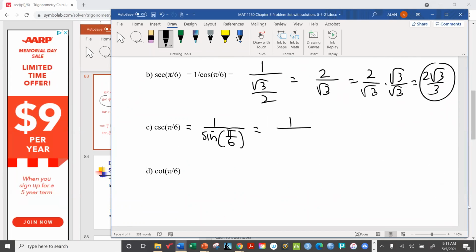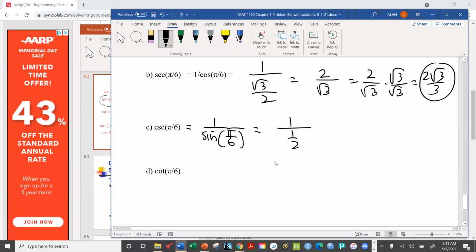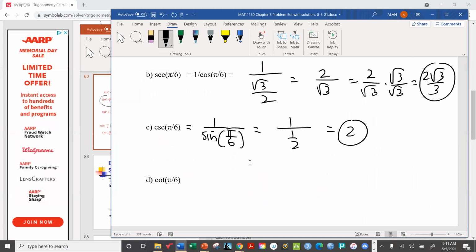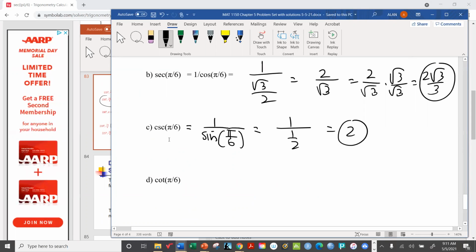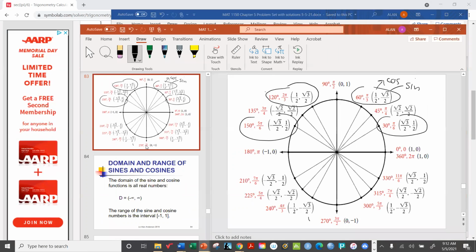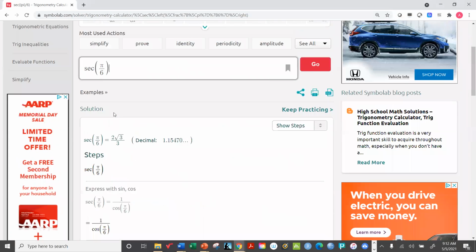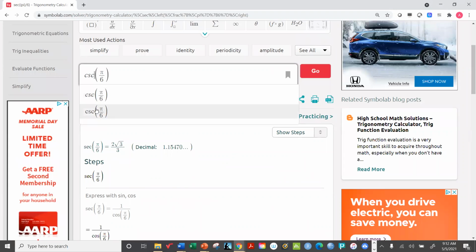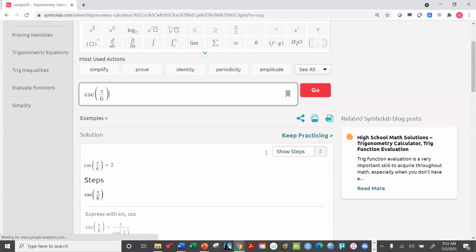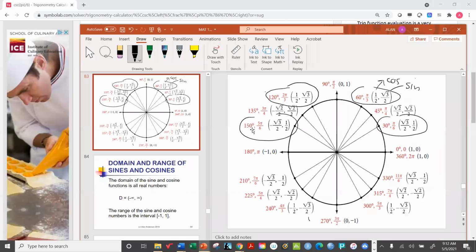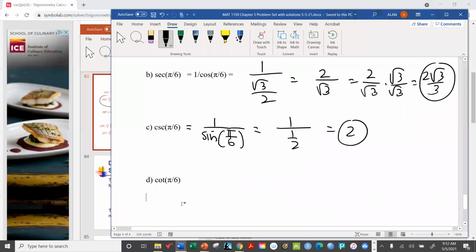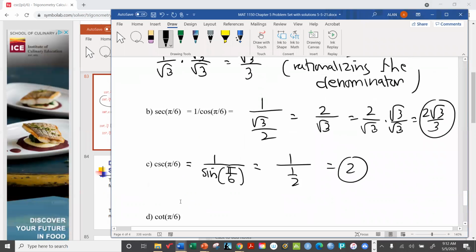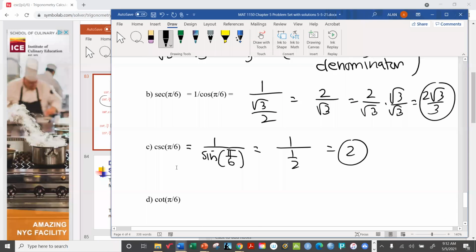I like that. Okay, and so cosecant pi over 6. Let's see what Symbolab has to say about that. Two. Very nice. All right, and then cotangent. Well, cotangent is 1 over the tangent. Since we already have that, that will be easy.